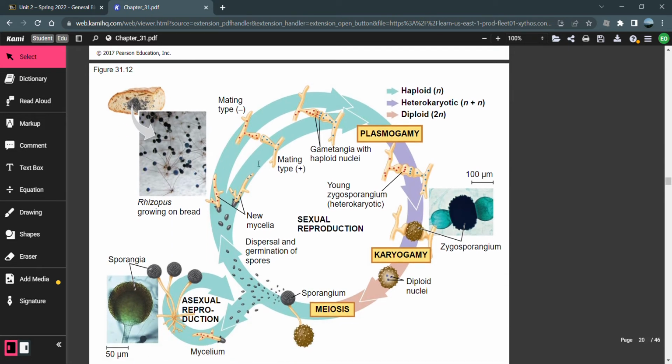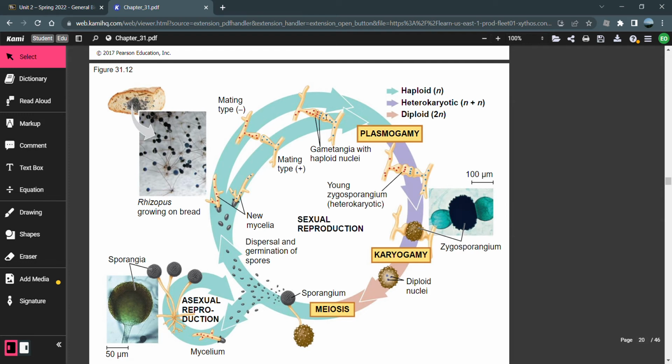So here we start with 2 mating types of different hyphae: mating type negative and mating type positive. Once they come in contact, they will form a gametangia, meaning that these are close together. They're like a couple, and they're like holding hands, basically.